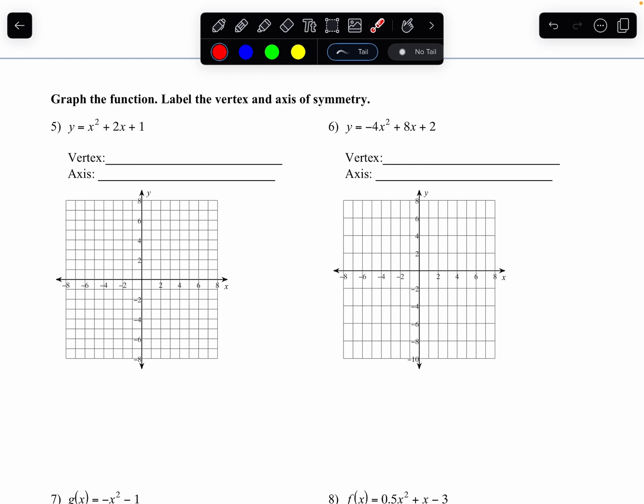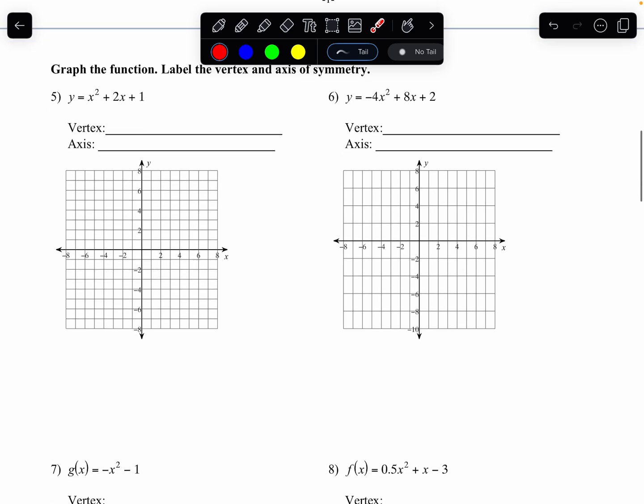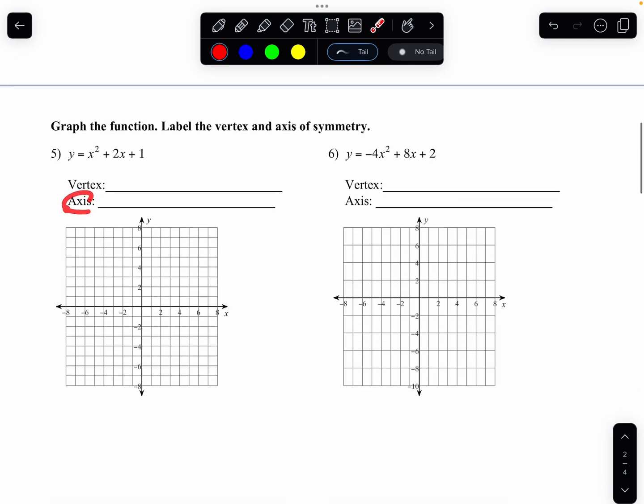So standard form is a little bit more difficult because it's just not as straightforward. Vertex form is literally just giving you the vertex, and remember that that's your first step in graphing a quadratic. So vertex form is much easier to graph because the vertex is just right there given to you. Standard form requires a little bit more work. So finding the axis is the first thing that you're going to want to do in these problems.